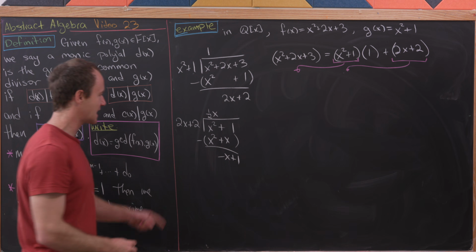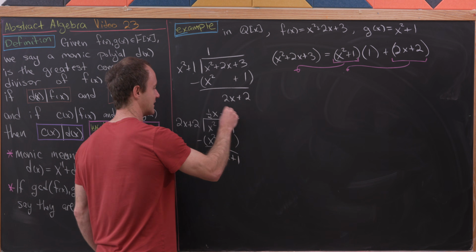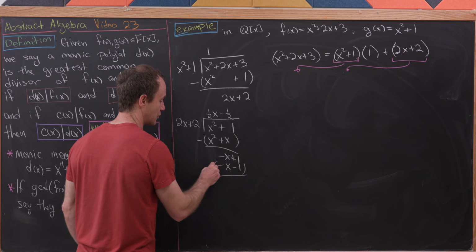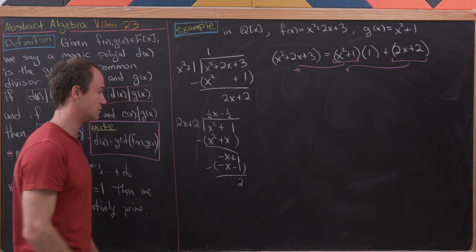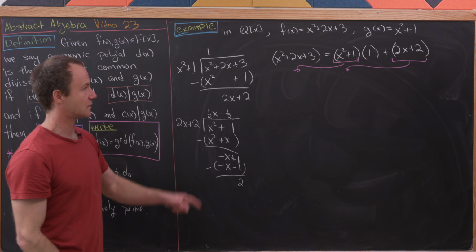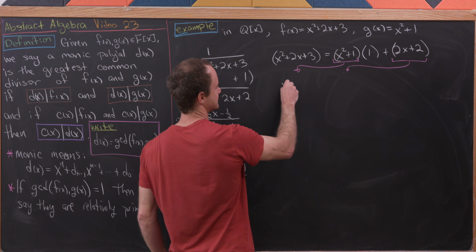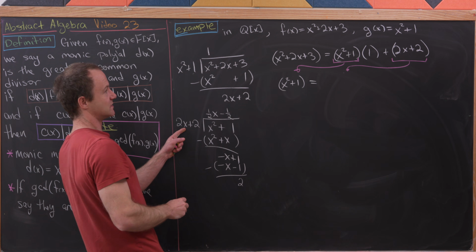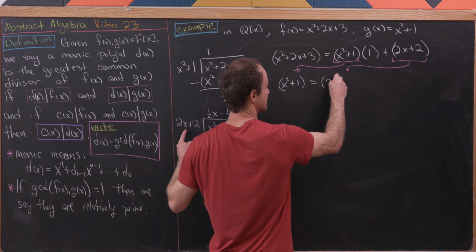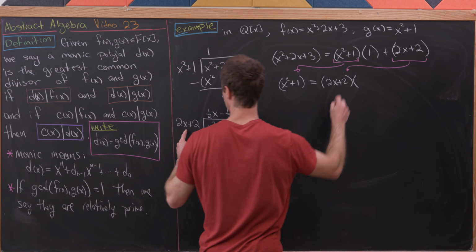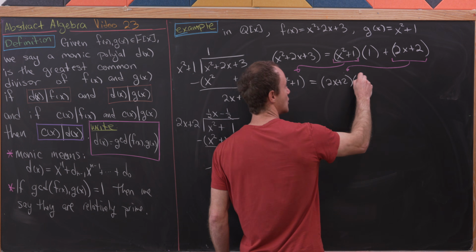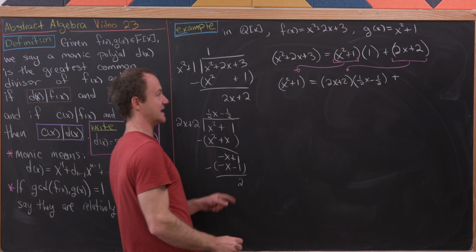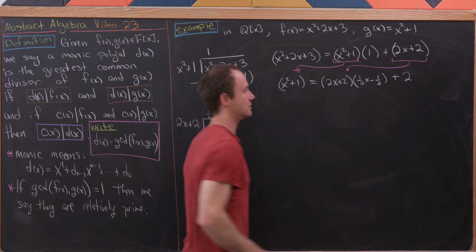But now we can go again. Notice now we'll multiply by negative 1/2. That'll give us a negative x minus 1. Group and subtract. That'll give us a 2. So that means we can rewrite this as x squared plus 1 equals our new divisor, 2x plus 2, multiplying into 1/2 x minus 1/2, and now our remainder is the number 2.